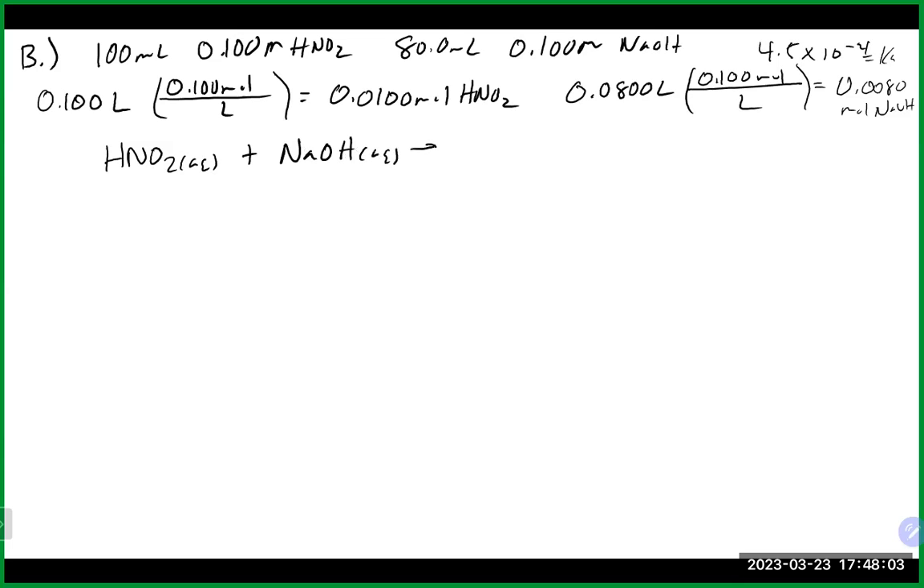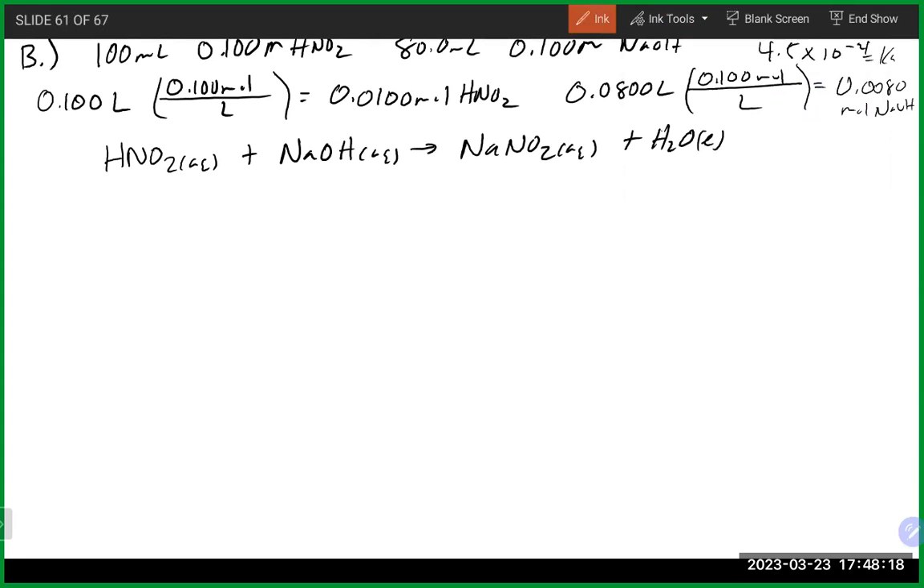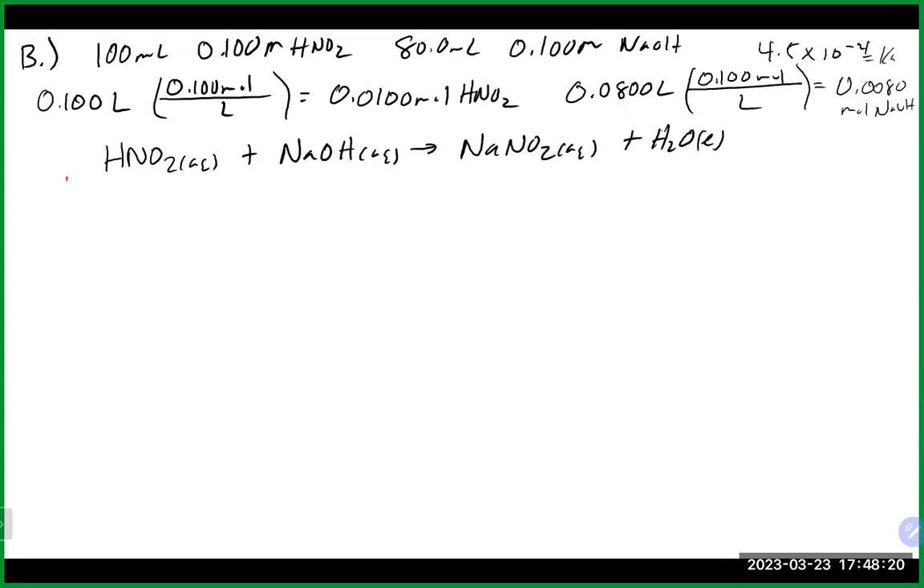And do an acid-base reaction here. So we're going to make a little sodium nitrite, and we're going to make some water. So basically a salt and water. Because we are adding and doing the titration here, that is why we converted to moles. We want to do this first ICE table in moles.